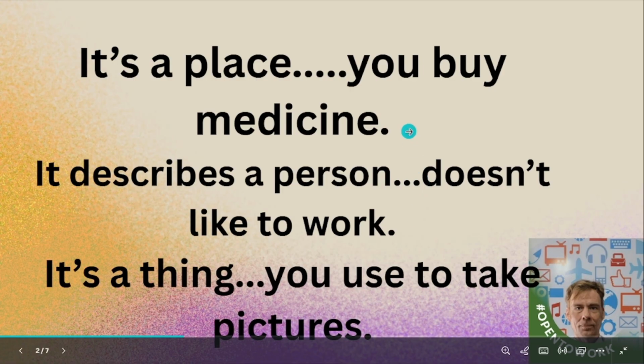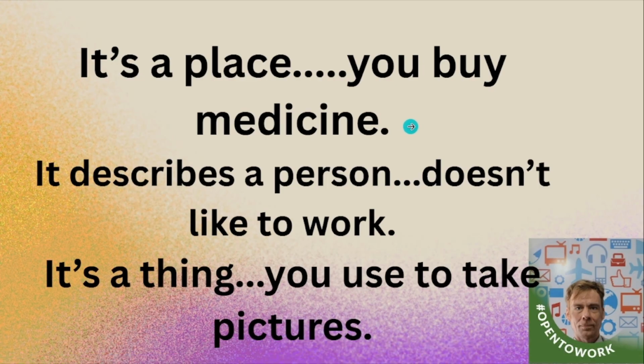So for a place, the pronoun is where. It's a place where you buy medicine. But the rule is where must be followed by a subject, which in this case it is. The subject is you. It's a place where you buy medicine. If, for example, you have a place, but the subject is not the beginning of the clause, then you have to use that. For example, it's the restaurant that has great cakes.